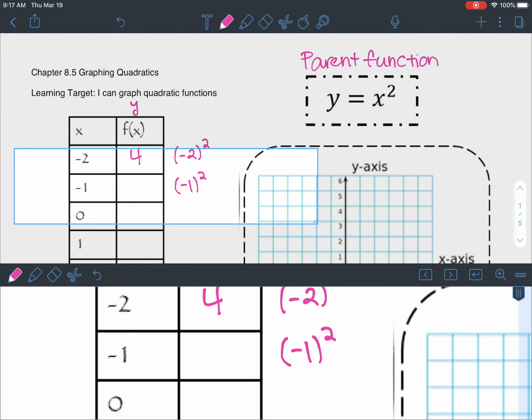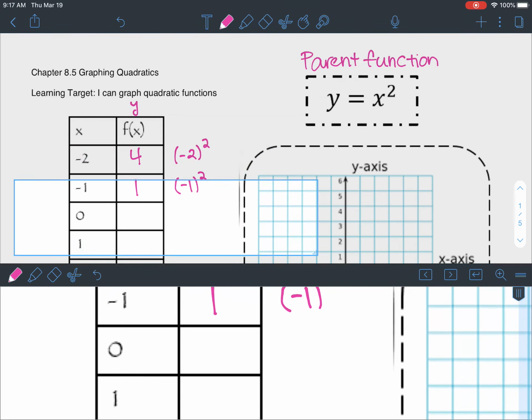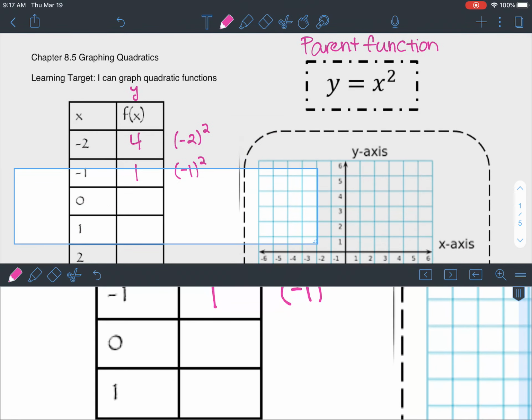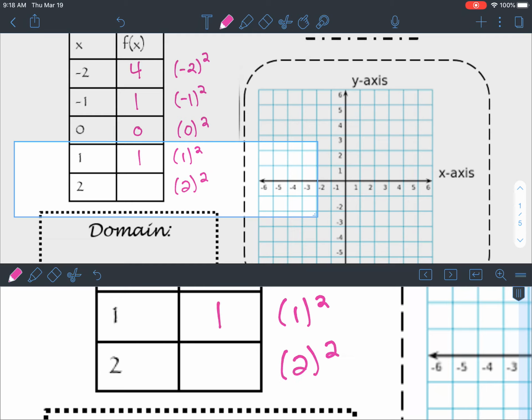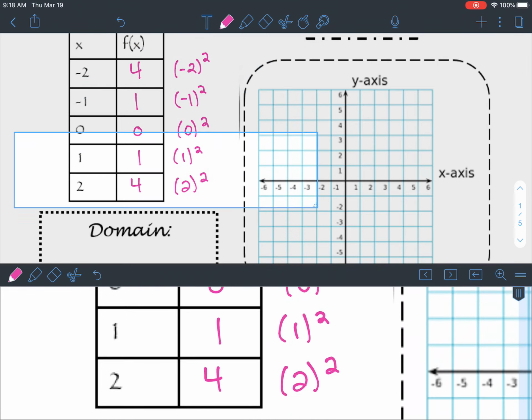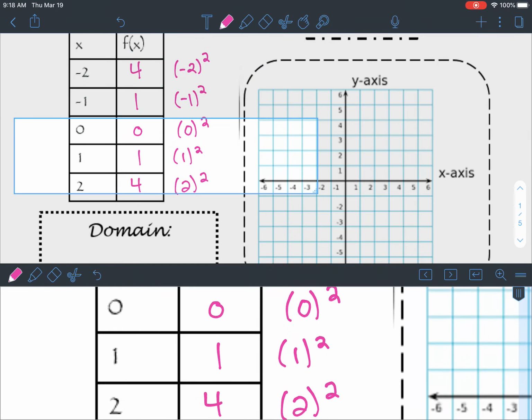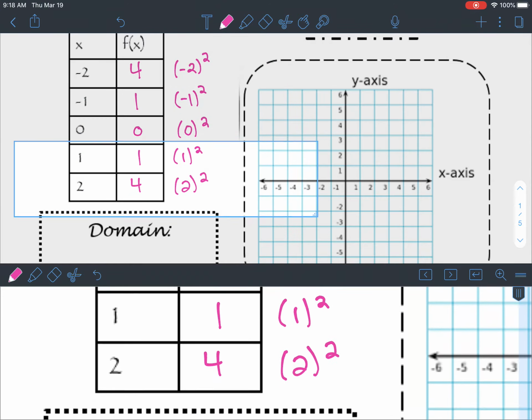Then I can do the same thing for -1, and I'll get 1, because -1 squared is 1. And then same thing for 0: 0 squared is 0. And 1 squared is 1. And 2 squared is 4. So I have my x values, I have my y values. I can go ahead and graph those.